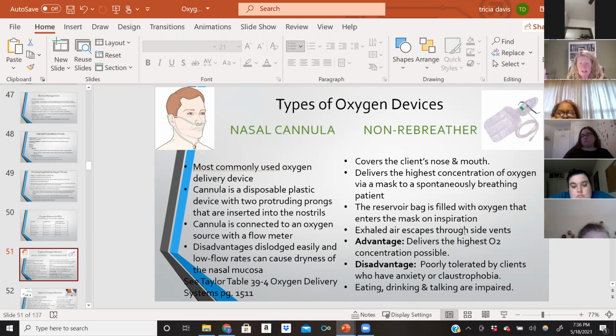The disadvantages are that they're dislodged easily, and the low flow rates can cause dryness of the nasal mucosa. So you would need to put them on some humidification. That is something that you can do without a doctor's order. It will help moisten the nasal passages and prevent any kind of bloody noses. Some people are pretty susceptible to getting a bloody nose.